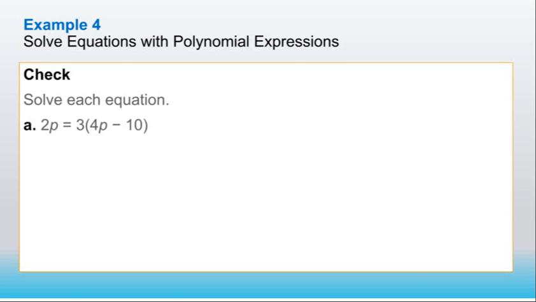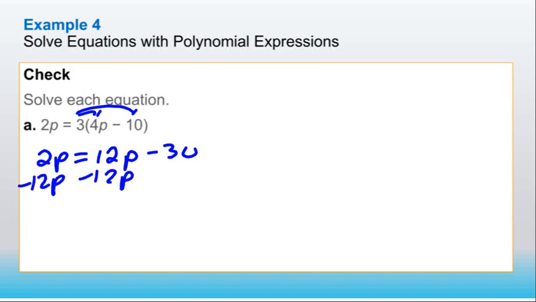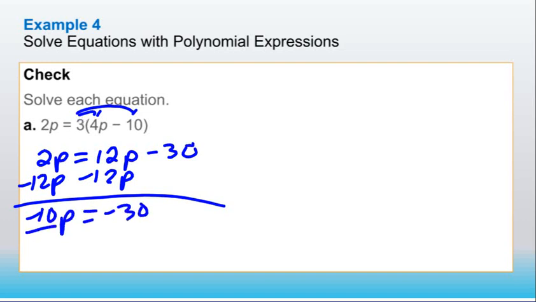Coming from example 4, distribute. So we have 2p equaling 12p minus 30. I'm going to subtract 12p, and I get negative 10p equaling a negative 30. Divide by negative 10, p would equal 3.